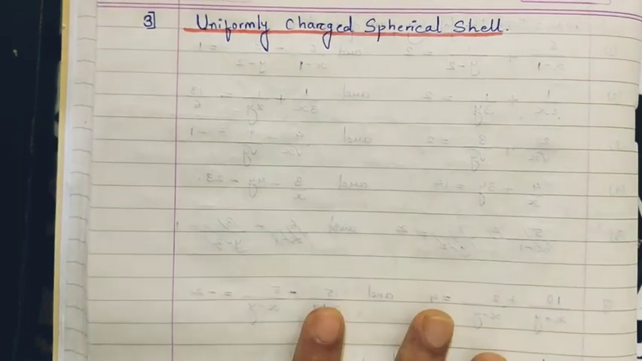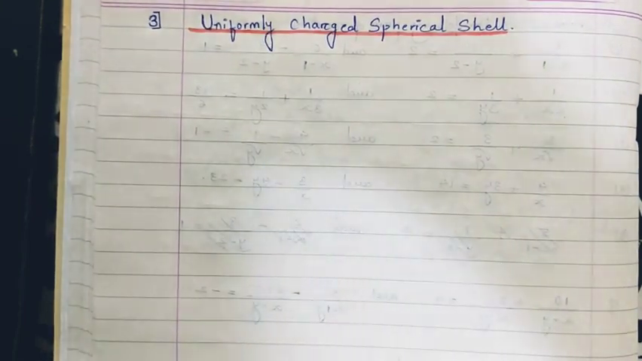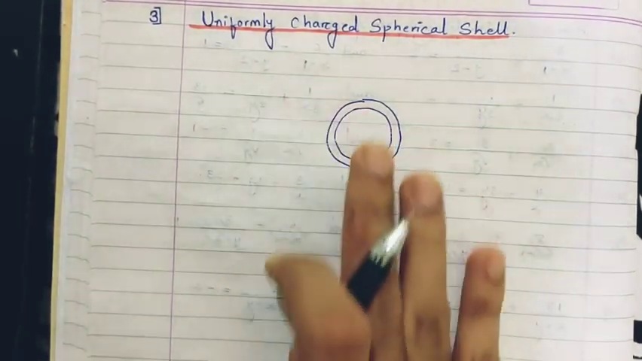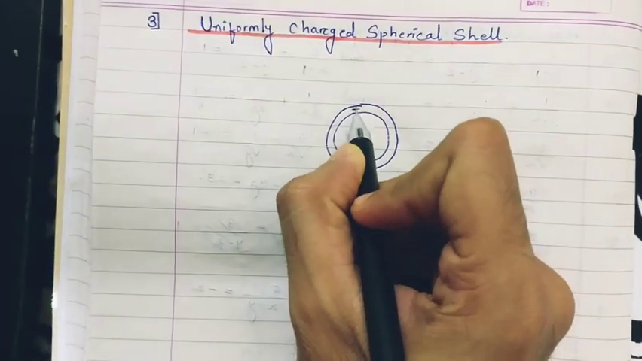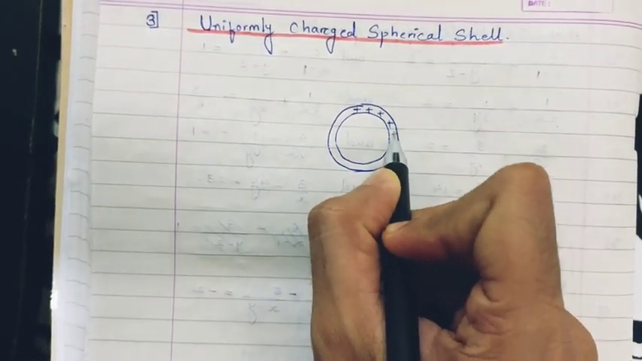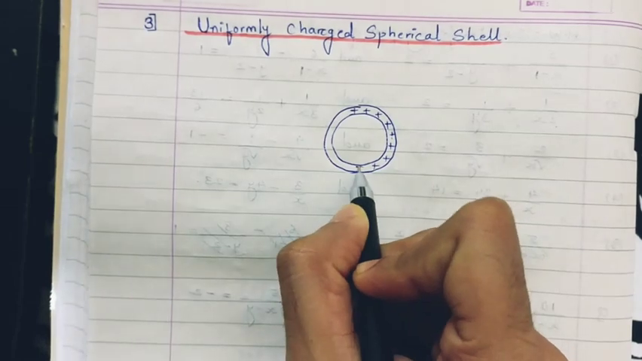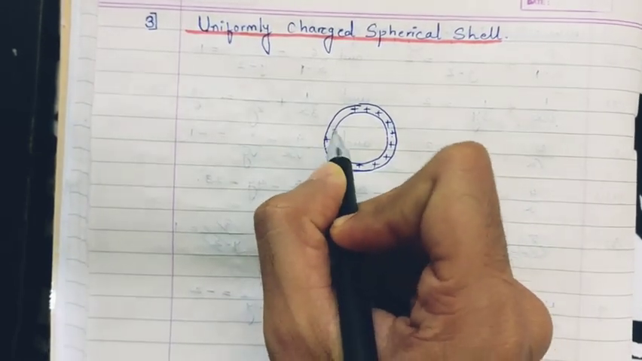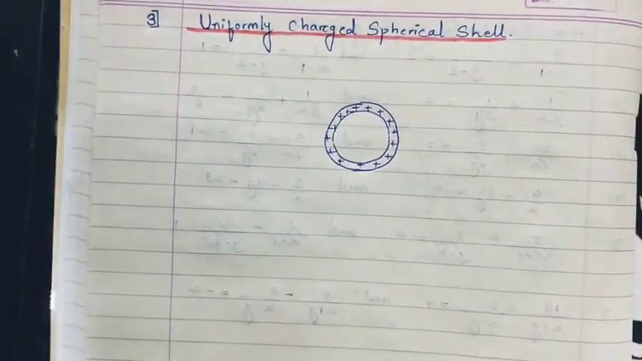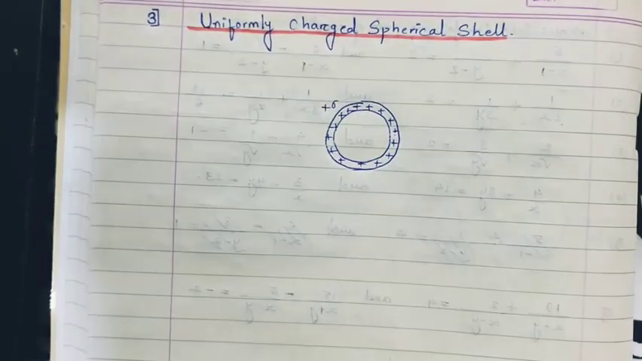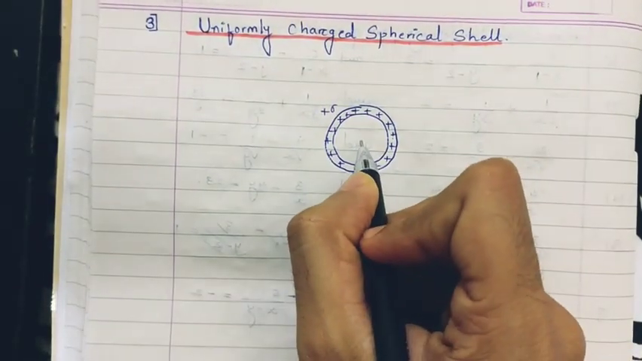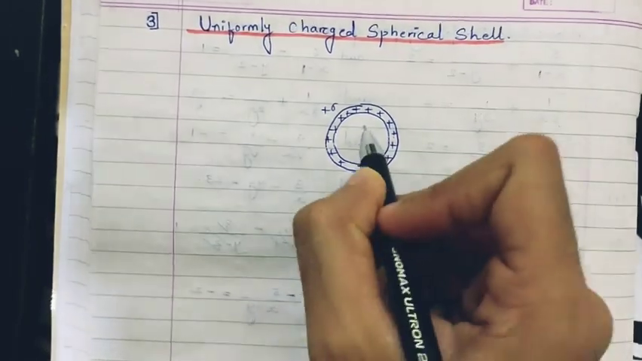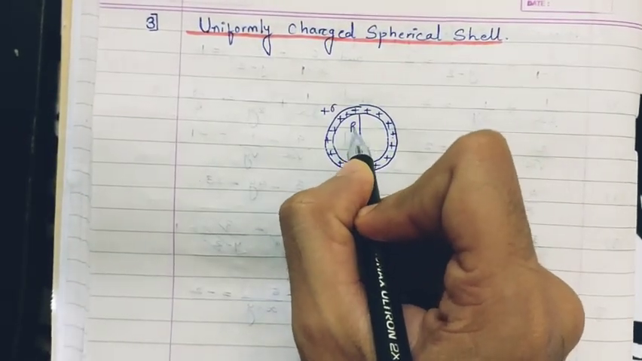Let's first draw this spherical shell. Let us consider this is my spherical shell. This is positively charged, sigma is greater than 0, that is, the surface charge density is greater than 0. Let's consider this is plus sigma. Let's say the center of this shell is O and the radius of this shell is R.